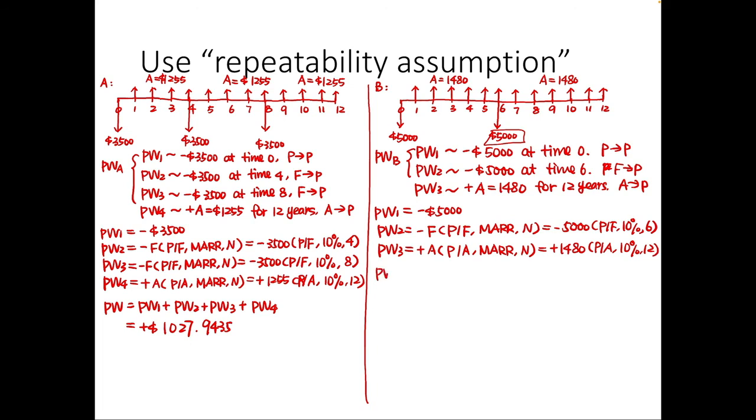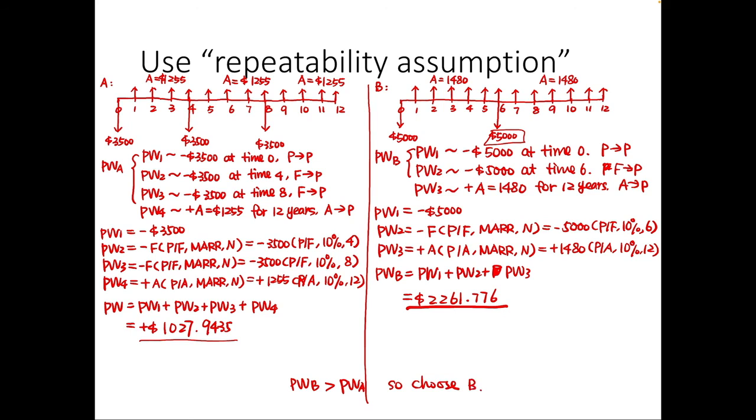Okay, so after you calculate all of this, you're gonna find out PWB is the sum of PW1 plus PW2 plus PW3, and then the final result is 2261.776. Okay, so compare these two values. Which one is bigger? Of course, the PWB. So PWB is bigger than PWA. So you want to choose B as a better option.